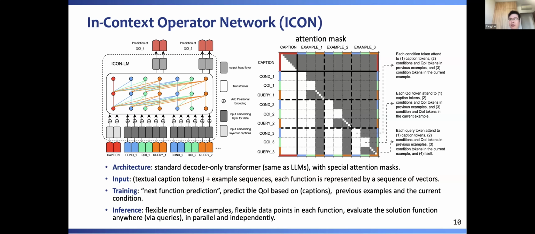The training scheme is next function prediction. We want to predict the QI based on the captions, the previous examples, and the current condition. For inference, we can have a flexible number of examples and flexible data points in each function, and then evaluate the solution function anywhere, basically via a query. This process is parallel and independent.